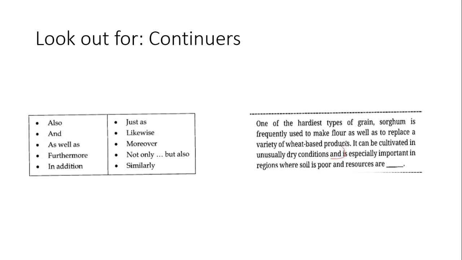Here, just before the blank, you should read that sentence just before the blank. Okay. Now, what is it talking about? "And" means this is one more piece of information. The story is continuing. It started with the description of the hardiest types of grain, which is sorghum. Sorghum is nothing but jawar.